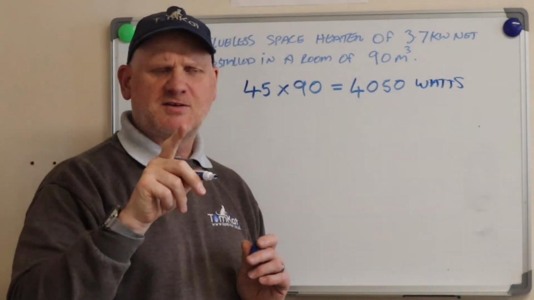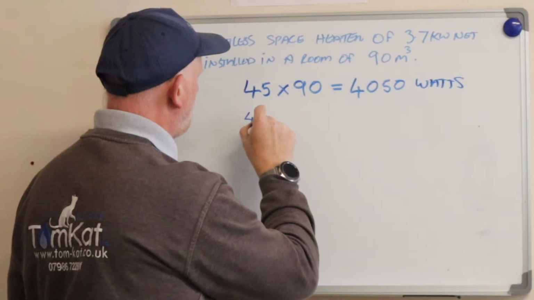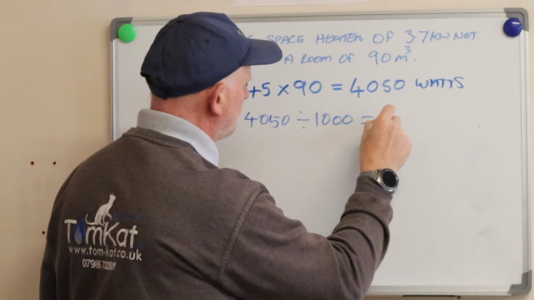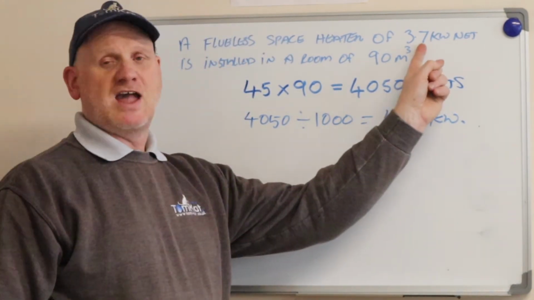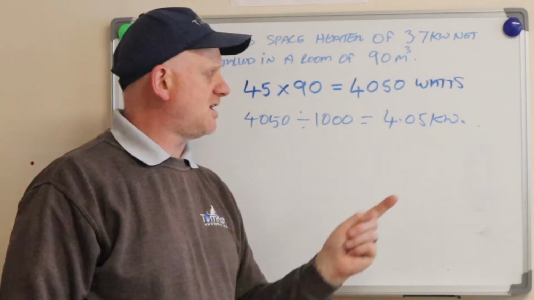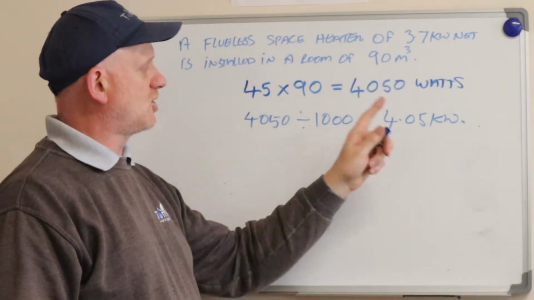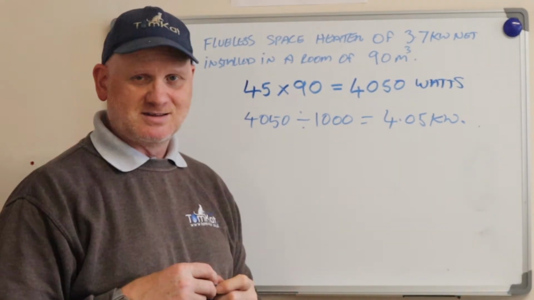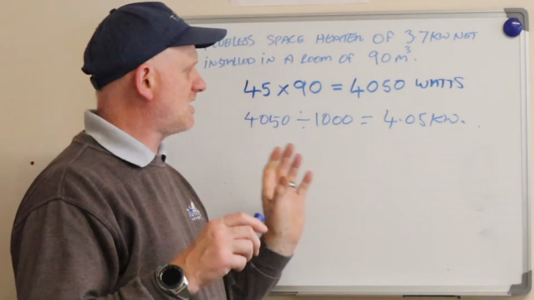Now, how many watts are there in a kilowatt? 1,000, well done. So we do 4050 divided by 1,000 equals 4.05 kilowatts. So we have a 3.7 kilowatt fire, and the room can take 4.05 kilowatts. So can that fire go in that room? Well, hopefully you've said yes, it can, because the room can take more than the fire itself. So that's the first thing we've done.